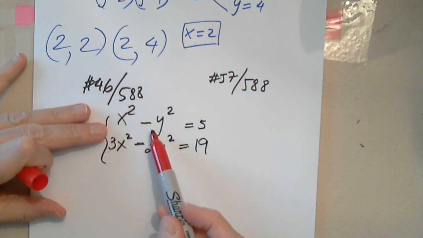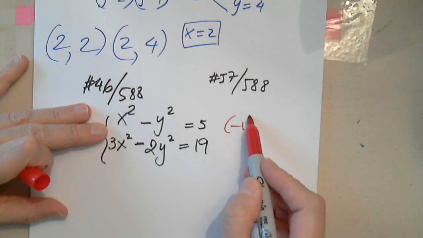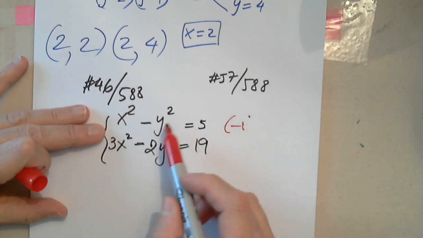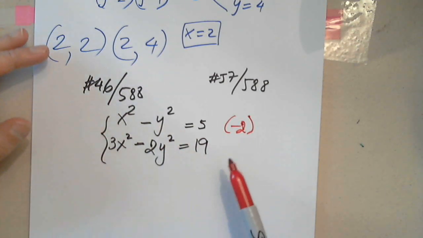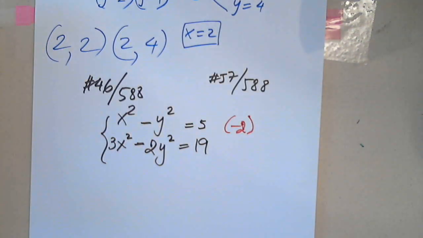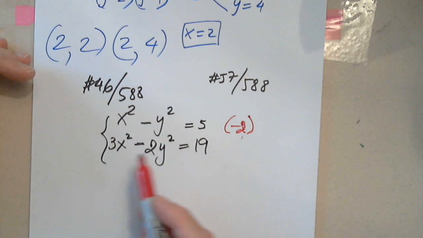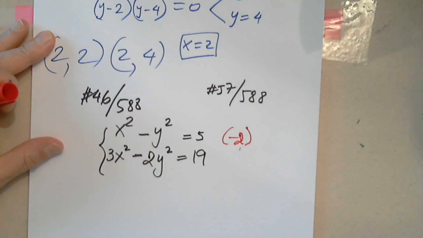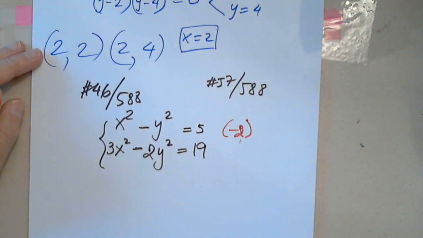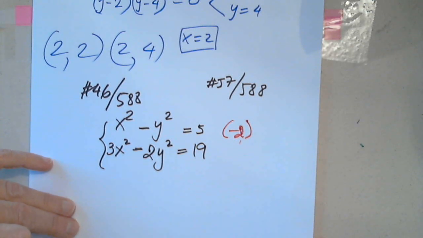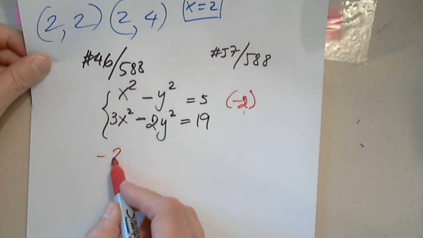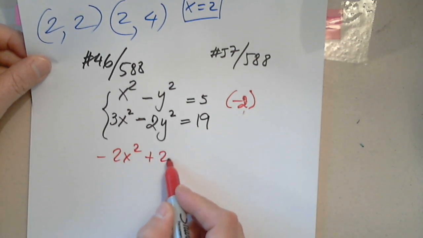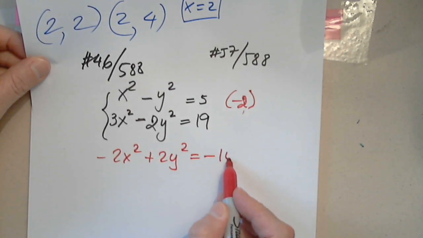I prefer multiplying this by negative 2 to eliminate y. You can say, no, I want to eliminate x, then that's fine. We will multiply by negative 3. So it's up to you. Would you like to eliminate x or eliminate y? Y. Perfect. Thank you. So negative 2x squared plus 2y squared equals negative 10.